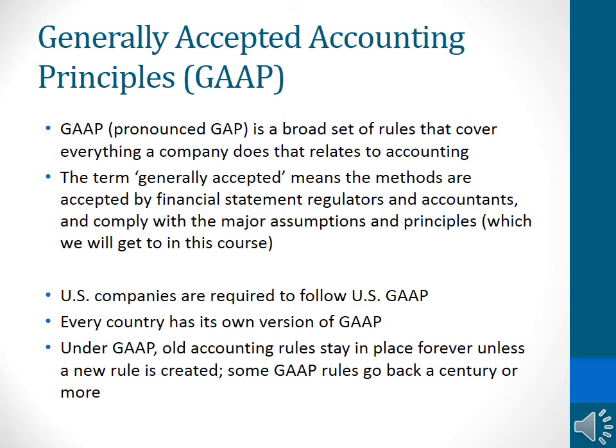U.S. companies follow U.S. GAAP, but every country has its own version. Some countries' GAAP accounting rules are very similar to the United States, and some are extremely different. You follow the rules according to what the requirements are in the country where your company is located. Under GAAP in the U.S., old accounting rules stay in place forever unless a new rule is issued. In some countries, GAAP is driven by laws and not by accounting rules. In those countries, GAAP changes much more often.